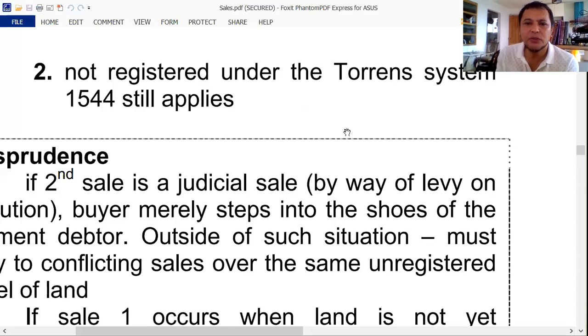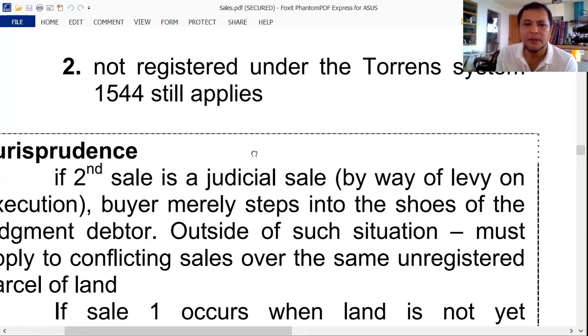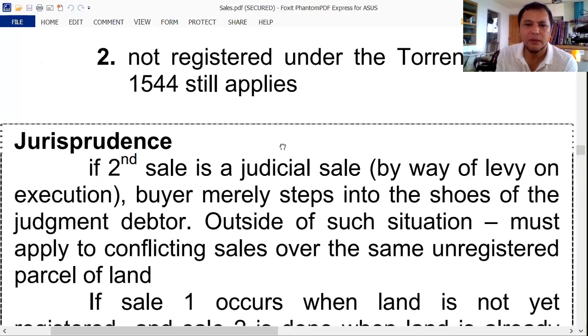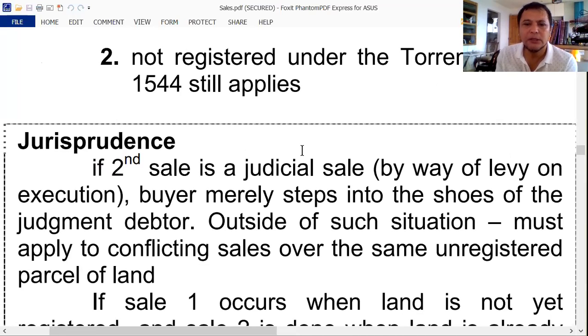If it's not registered under the Torrens system, Article 1544 still applies. You just present the oldest title or oldest document. Yeah. Now let's discuss jurisprudence or cases which have been decided by the Supreme Court.